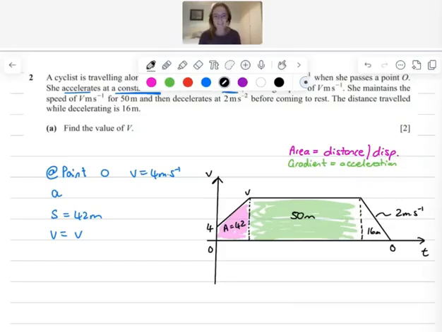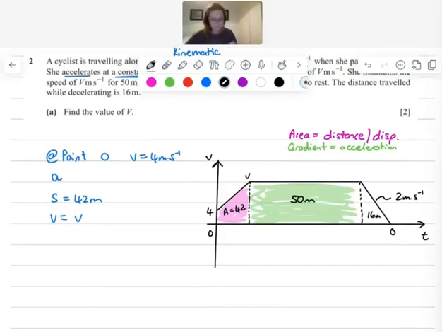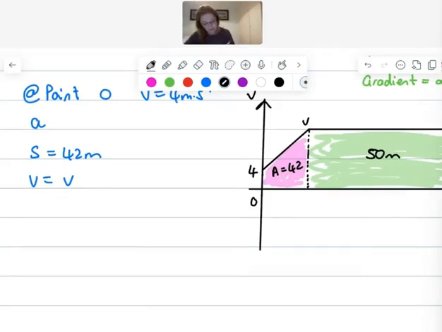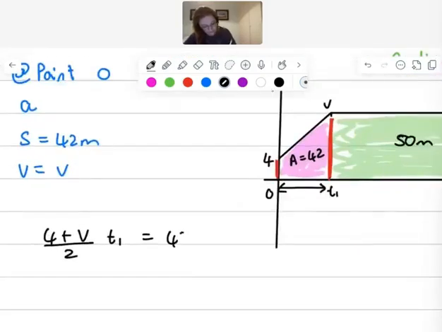Let's see if we can set up a couple of equations here, and I'm sure we've got enough information to be able to figure this out. So the first pink part is a trapezium. I encourage you, instead of breaking it up into a triangle and a rectangle, to just look at the trapezium. So you've got two different lengths, one is 4 and the other is v. We want the average length of the trapezium, so you divide by 2, and we are multiplying it by our height. Let's just call that T1. Now this is equal to 42 meters.